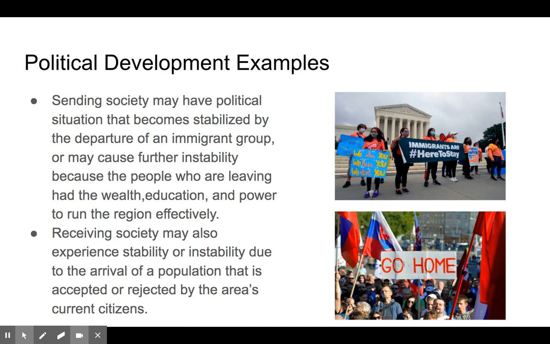Other political developments, as far as the receiving society is concerned, they may also experience stability or instability due to the arrival of a population that is accepted or rejected by the area's current citizens. So here you have two recent pictures of the divide in the United States between people who, in the top image, want the immigrants to stay, and the people down below who perceive them as a threat and do not want them to be here.